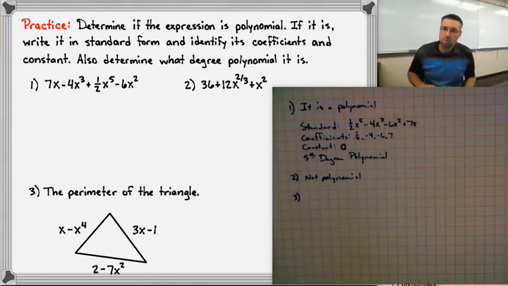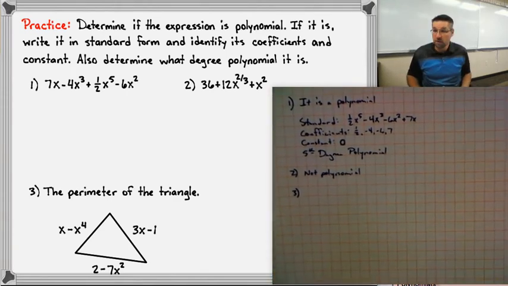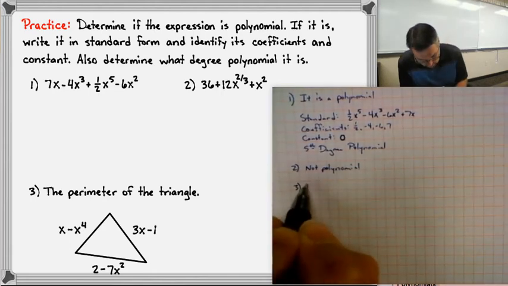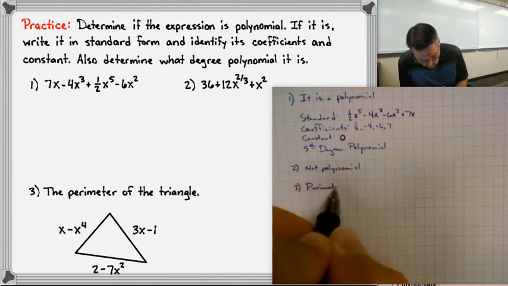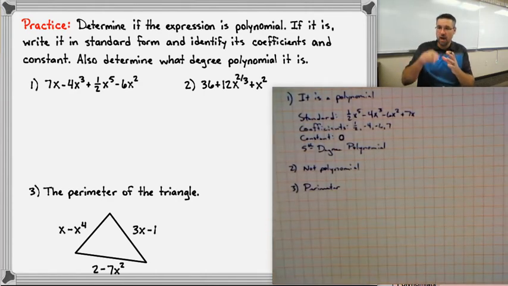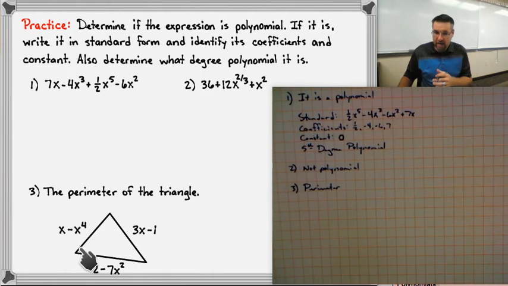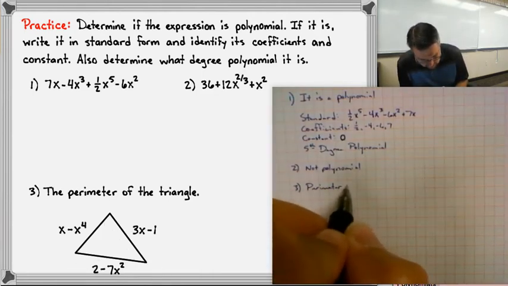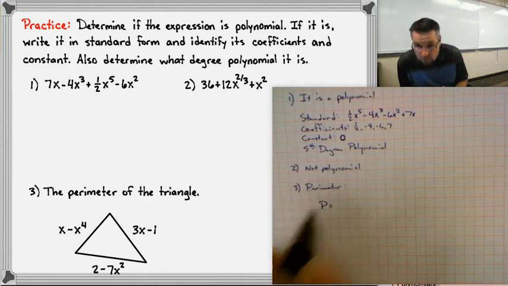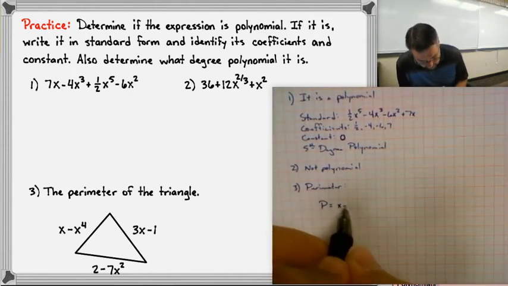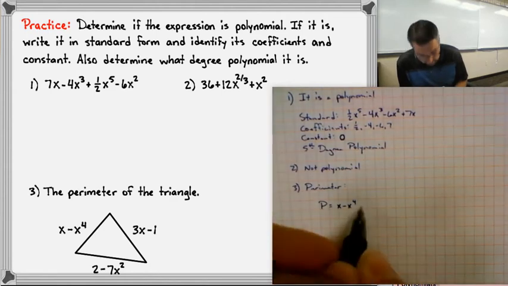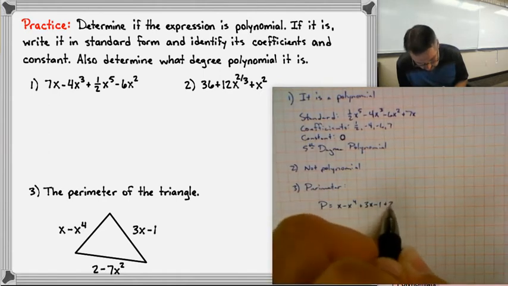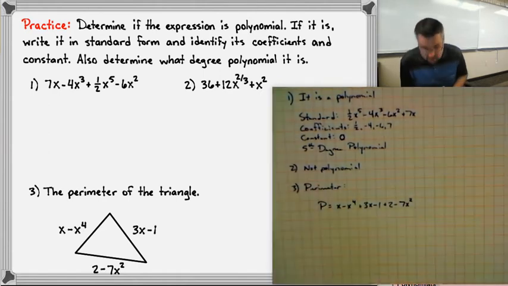Number 3, we got a little application here. The first thing we have to do is identify the perimeter of the triangle. So remember, the perimeter of a triangle is all the sides added up. It's the distance around an object. So we would add up all of these 3 terms. This is good practice here. The perimeter is going to be equal to, I'm going to write it as P equals, x minus x to the 4th plus 3x minus 1 plus 2 minus 7x squared. So that is the perimeter.